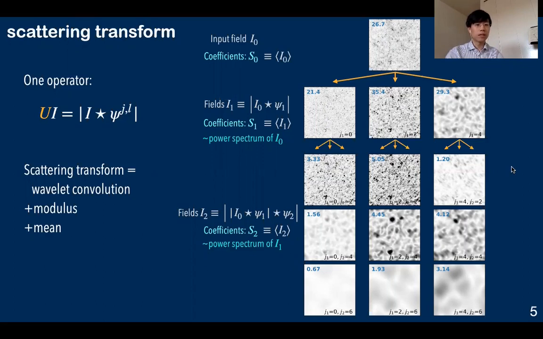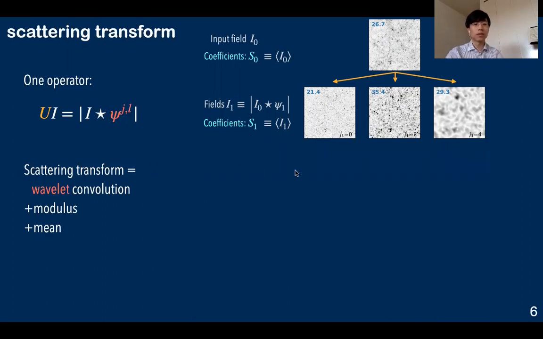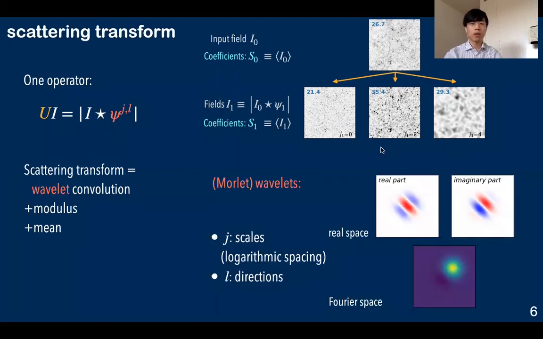The first one is the wavelet convolution. So what is a wavelet? Wavelets are localized waveforms in real space and window functions in Fourier space. So wavelets within one family have different scales and directions, but they all have the same shape.